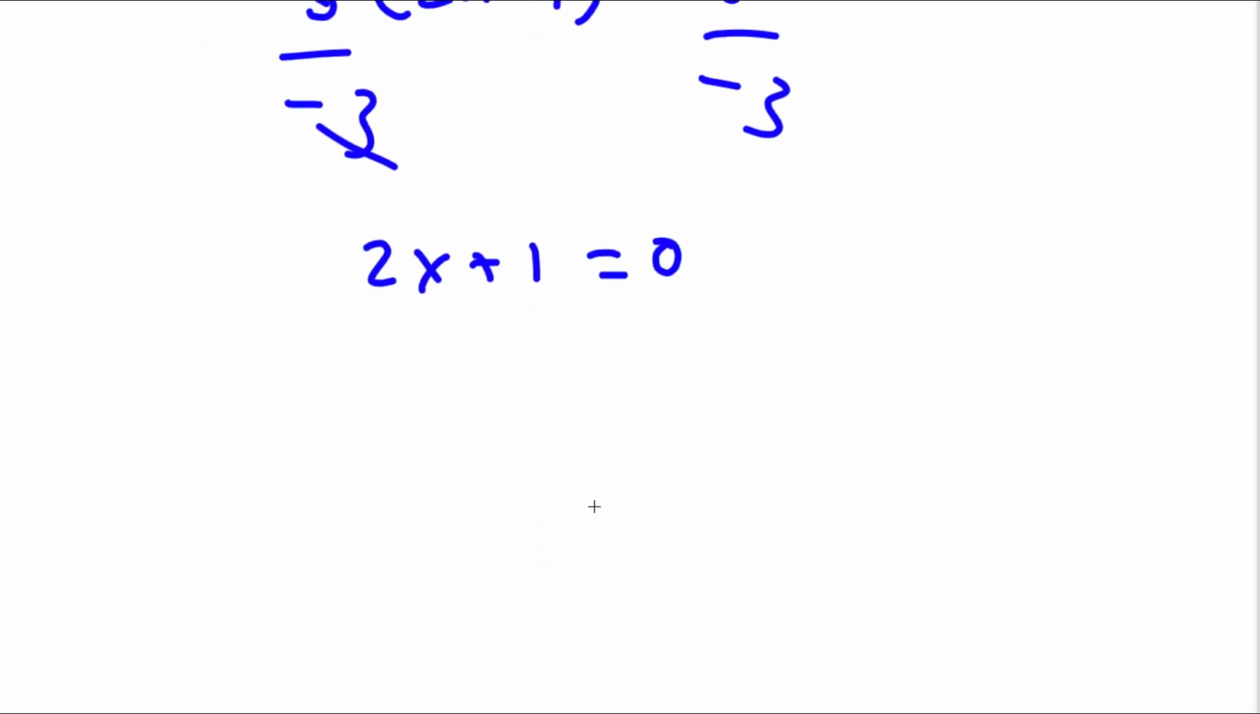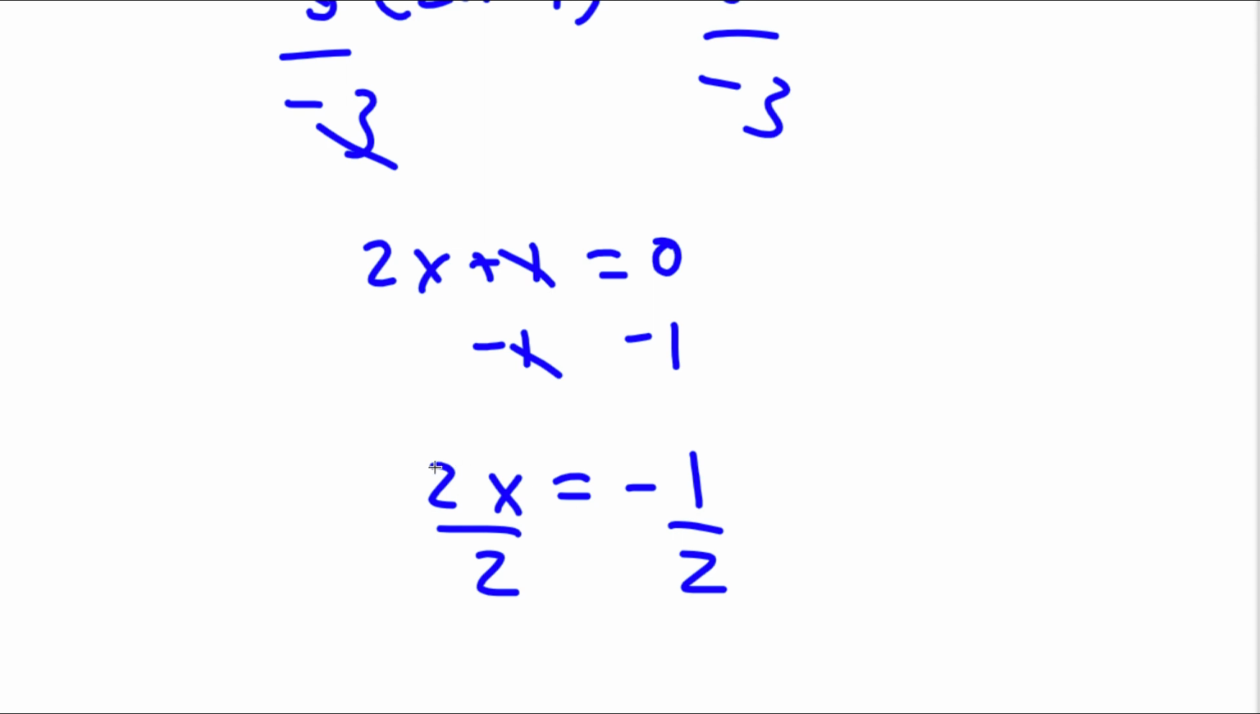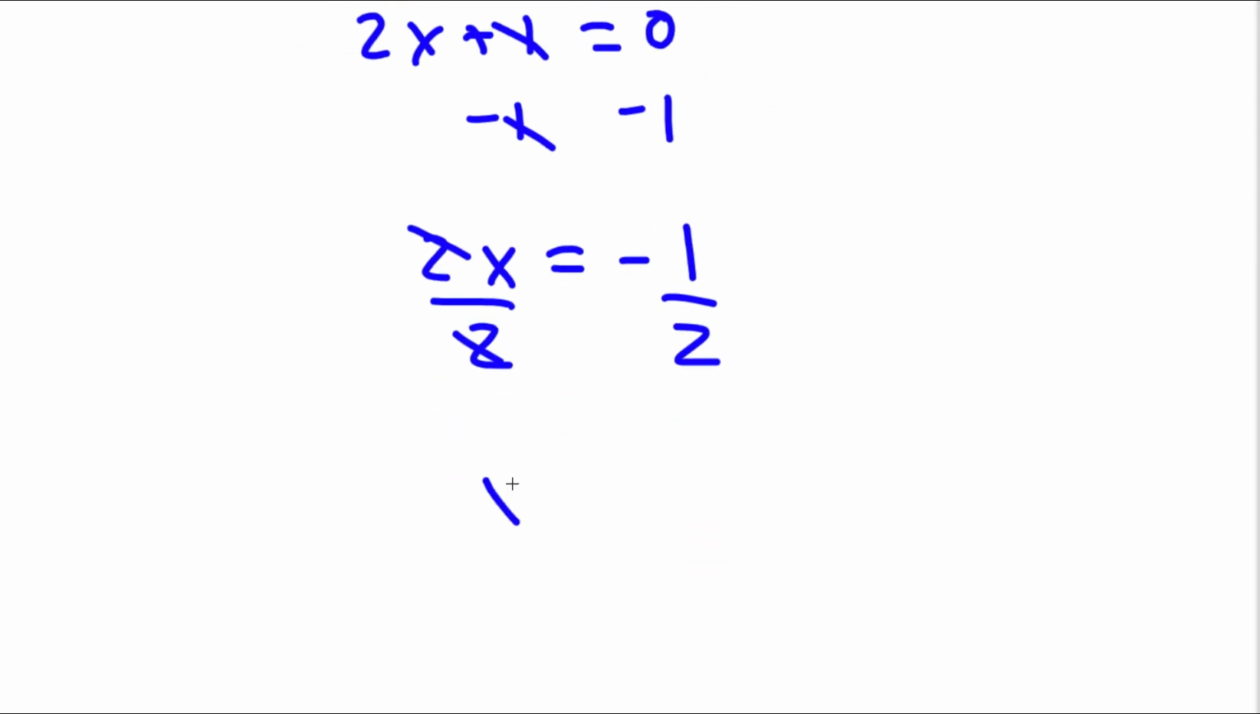Now, as you can see, this is a pretty simple equation. All I have to do is subtract 1 on both sides. These two cancel out, and I'll be left with 2x is equal to -1. Now I divide by 2 on both sides. These two cancel out, and I have x is equal to -1/2.